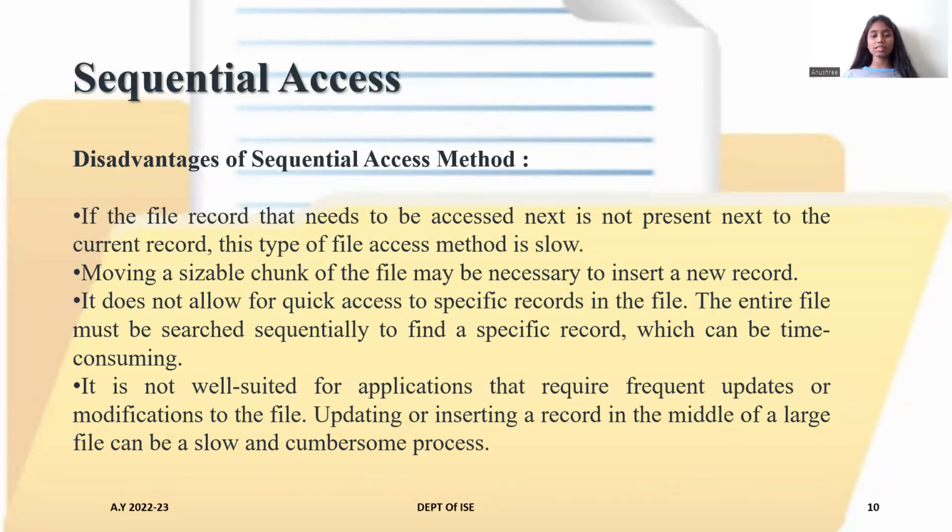Disadvantages of the sequential access method. If the file record that needs to be accessed next is not present next to the current record, this type of file access method is slow. Moving a sizable chunk of the file may be necessary to insert a new record. It does not allow for quick access to specific records in a file. The entire file must be searched sequentially to find a specific record, which can be time consuming.